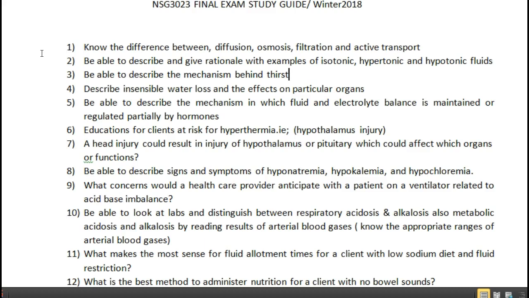And the reason why is because, remember earlier, I was telling you guys about the anti-diuretic hormone, and the antidiuretic hormone regulating body fluids and that type of thing.